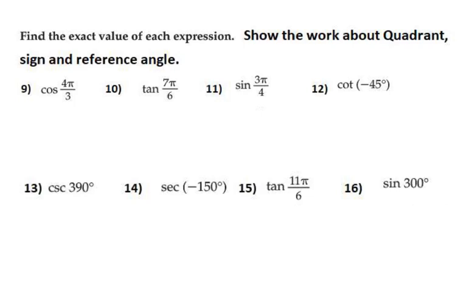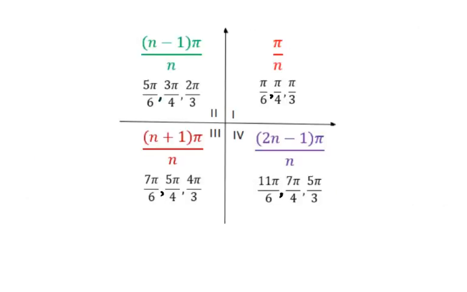Let's go to number 9. Cosine 4 pi over 3. Since this is between 0 to 2 pi, we directly go to QRS. Remember these rules to decide which quadrant for each unit circle angle. The second quadrant is n minus 1 pi. The third quadrant is n plus 1 pi. And the fourth quadrant is 2n minus 1 pi.